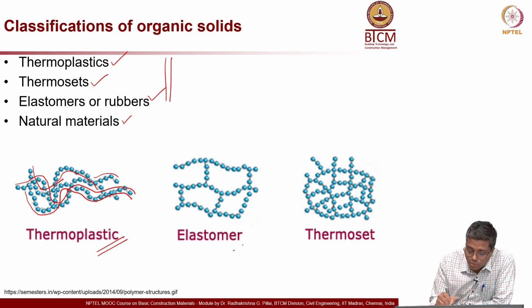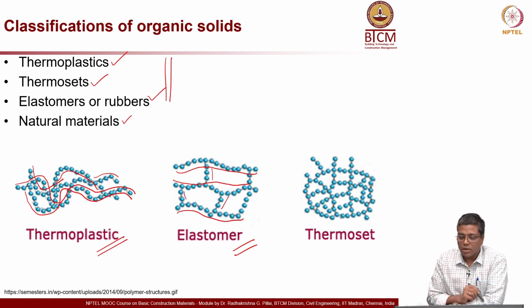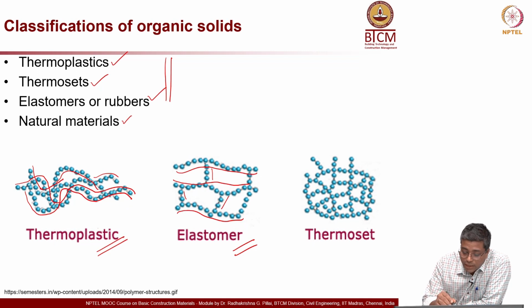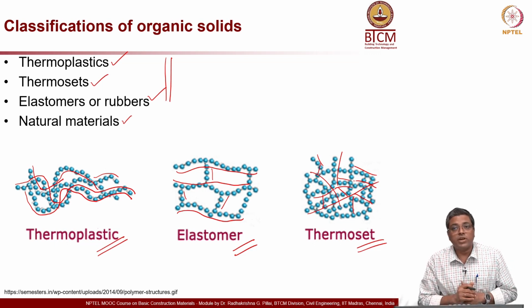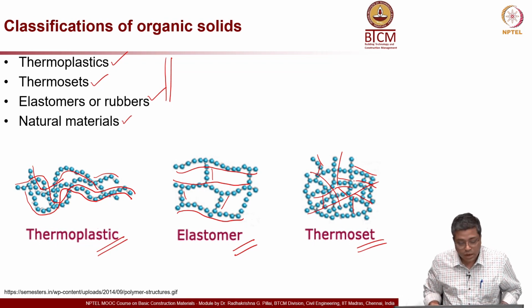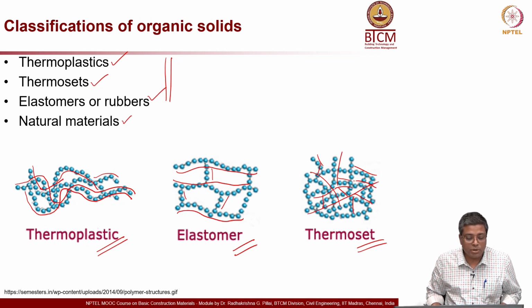In case of elastomer, you can see there is one chain, another chain, another chain, and there is also some cross linking happening in between, but that is of similar nature. And now thermoset, you can see there are multiple chains and they are really cross linked a lot. So this is the major difference between these three groups of materials: thermoplastics, thermosets and elastomers. Now we will look a little bit more into the detail of these.